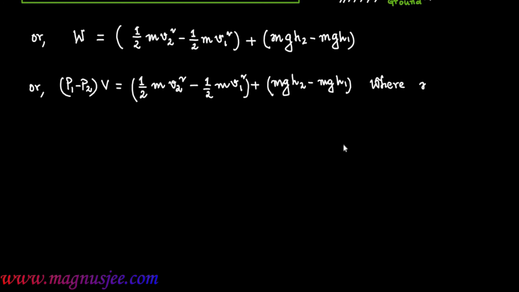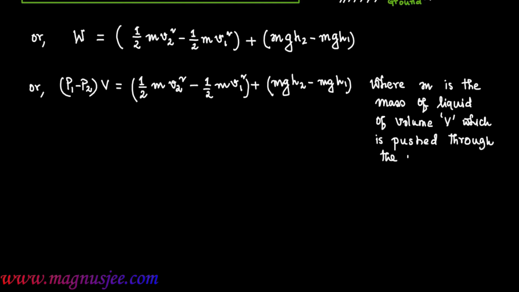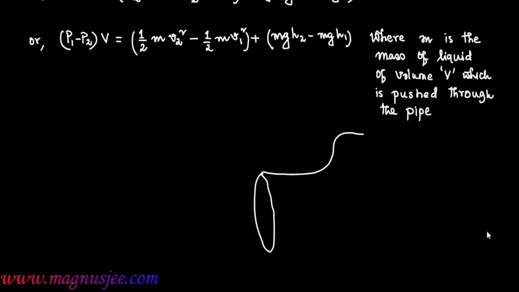where small m is the mass of liquid which is pushed through the pipe of variable cross section, where m is the mass of liquid of volume V which is pushed through the pipe x1 x2. Now we can draw the diagram again.